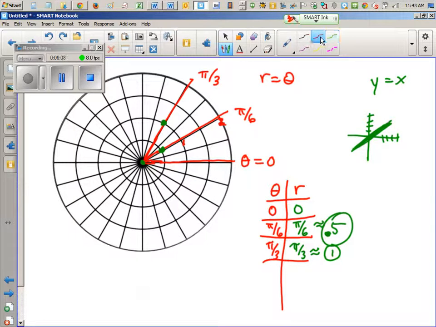Next is pi over 2. That's straight up on the graph paper. And of course, pi over 2 is 3.14 divided by 2, which is close to 1.6. It's 1.57, and so on. So now we're out at approximately the third ring. Remember, each ring is about 0.5. So now we're out here, 1.57.